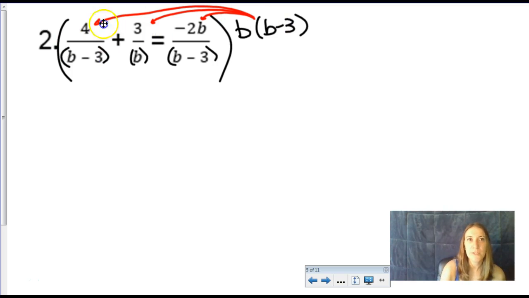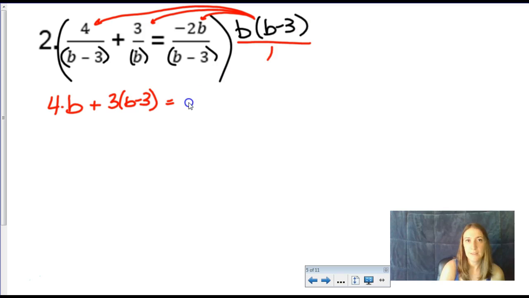So in this first equation, first fraction in the equation, the b minus 3's will cross cancel, but you're still going to have a 4 times that b that did not cross cancel, because remember it's both terms here. And then there's a plus sign, and then in the next fraction the b's would cancel, but we still have the 3 times the b minus 3. And then in the last fraction, the b minus 3's will cancel. We still have the -2b times this extra b. So can I just write that as -2b squared?